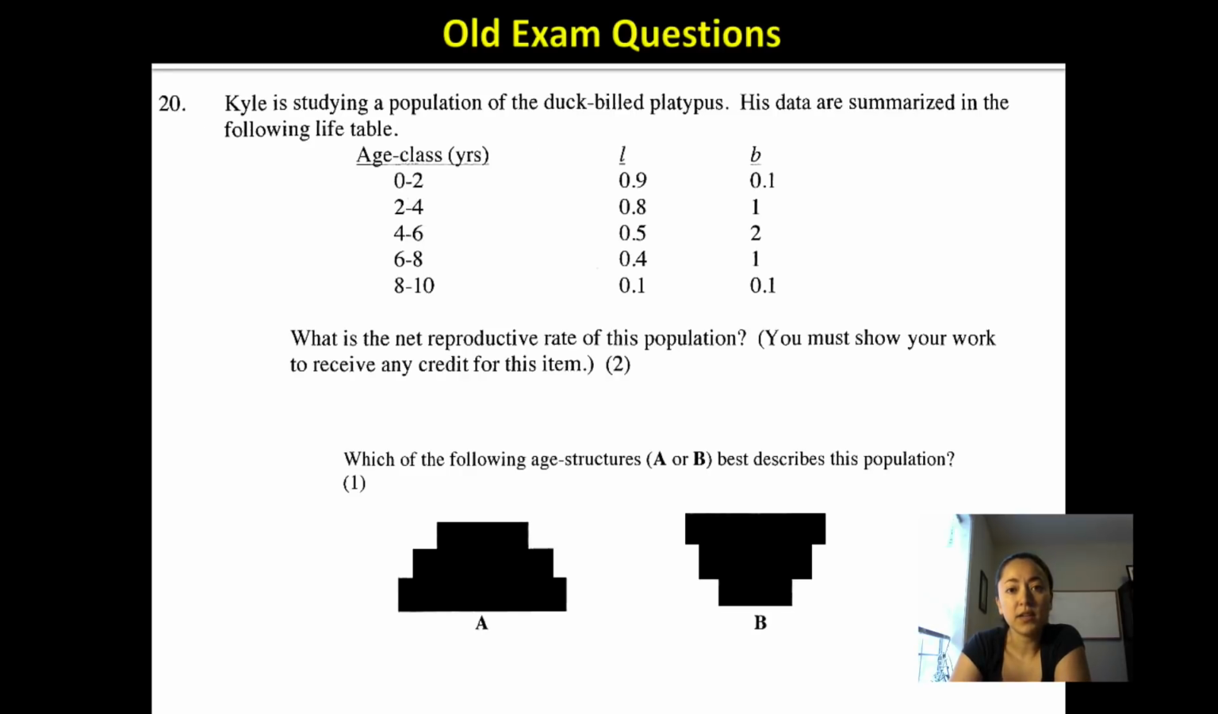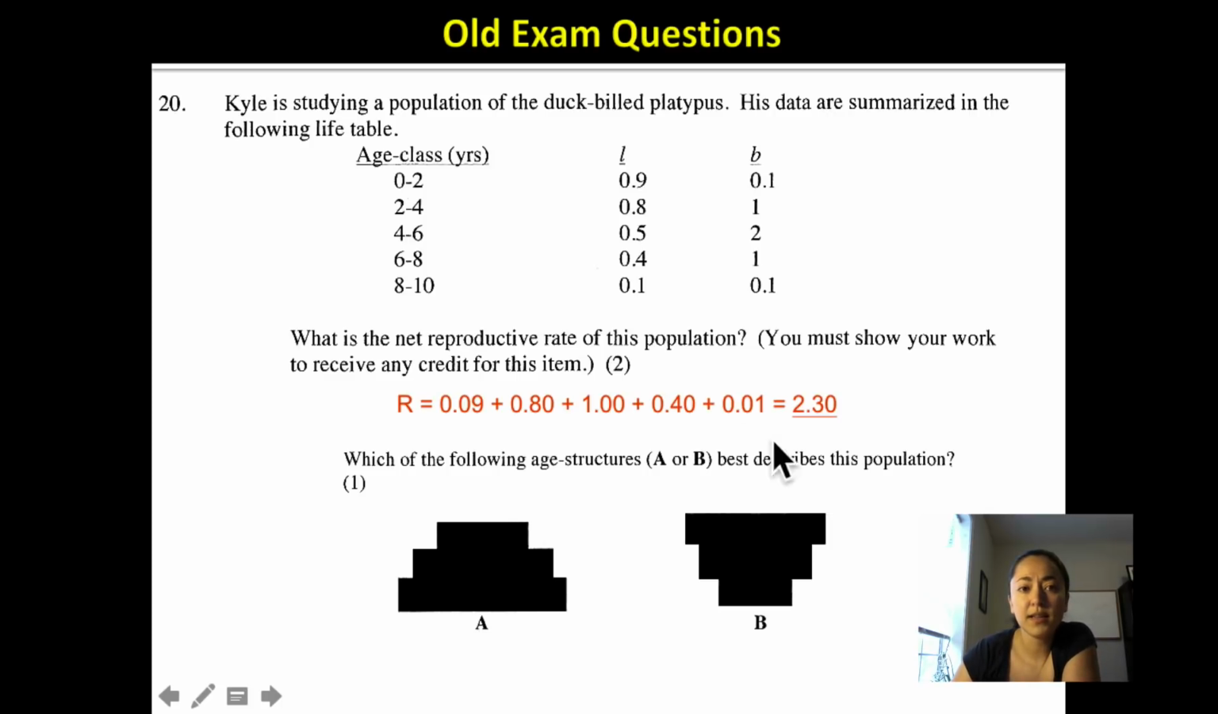Kyle is studying a population of the duck-billed platypus. His data are summarized in the following table. What is the net reproductive rate of this population? All right, so you know how to do this, so go ahead and calculate that. The way you calculate it is you just take the L times the B column, L times B, and you would get a number for each row, and then you just add up those numbers, and that gives you the net reproductive rate. You're not averaging anything, you just add them up. That's how easy it is. Which of the following age structures best describes this population? Well, since R is greater than 1, the best answer would be a population that's growing, and that would be A.